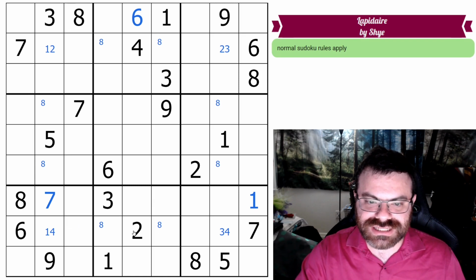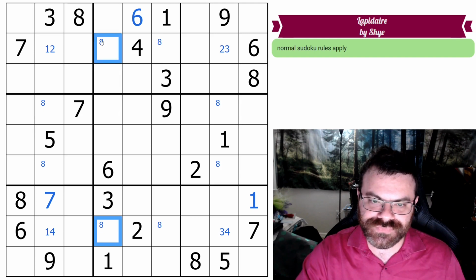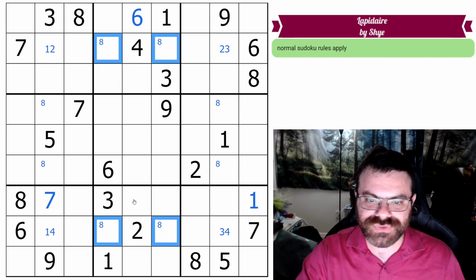And I guess another thing to point out would be, not only is there a strong link between these 8s, there's also a strong link between these 2 8s. And that's because we formed an X-wing. What the X-wing has actually done is it's taken a strong link in say this row and a strong link in this row between 8s that line up in the columns, which then forms a strong link between the 8s in the columns.